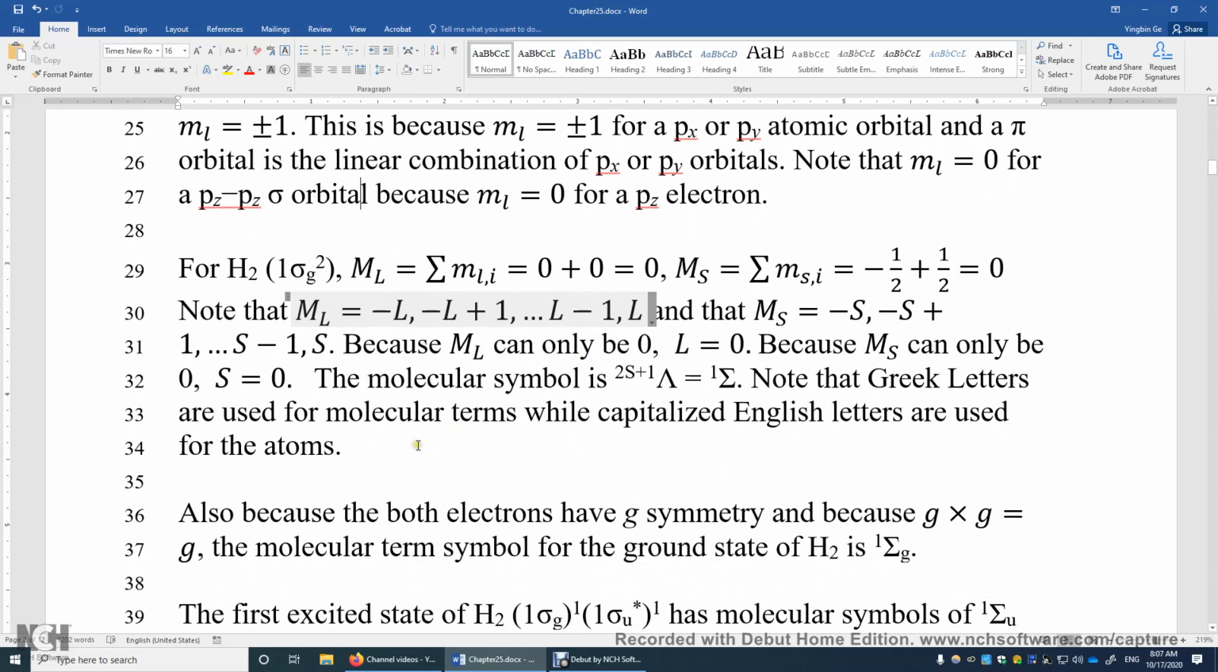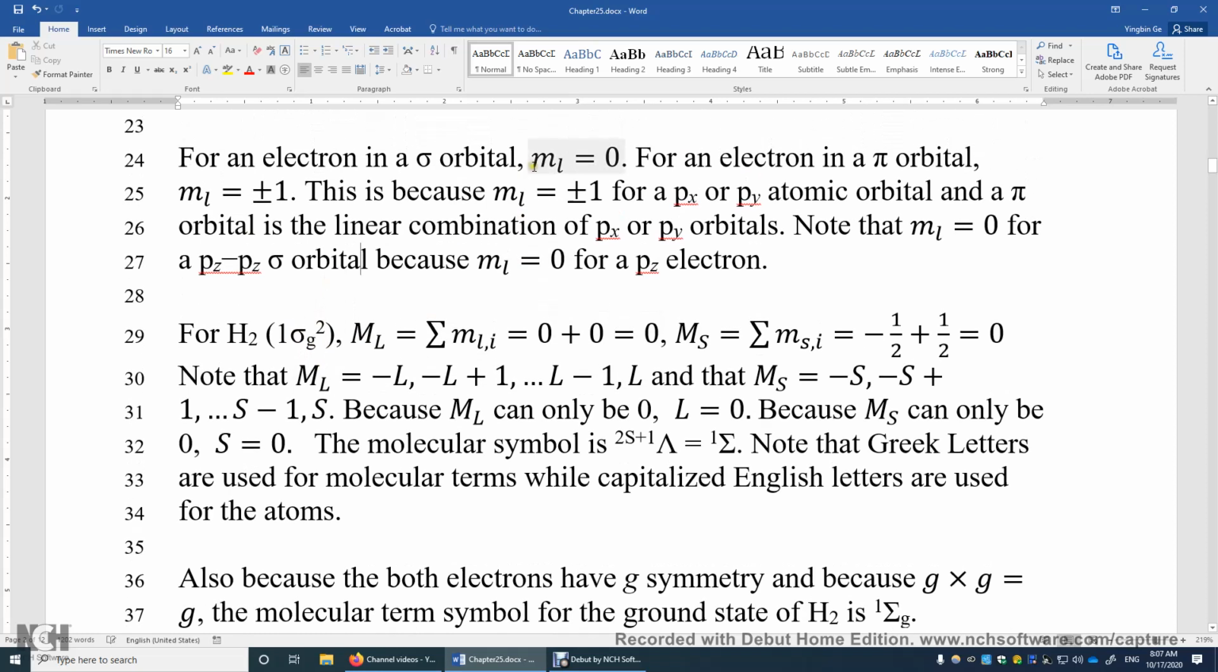Now let's look at this hydrogen 2 molecule with 2 electrons occupying the 1 sigma g orbital. First, it's a sigma orbital, so m sub l is just 0 for both of the 2 electrons. The sum is going to be 0. Now let's look at the spin. You have 1 alpha and 1 beta spin. Therefore, the sum of the z component of the electron spin of the 2 electrons is also 0.